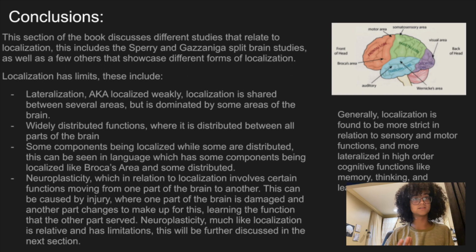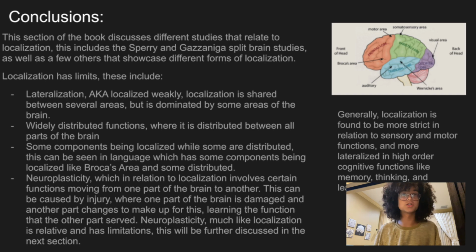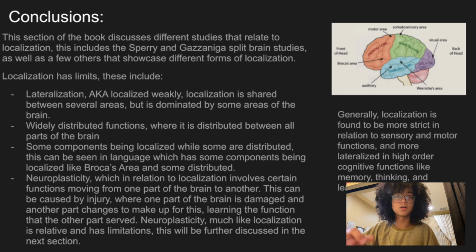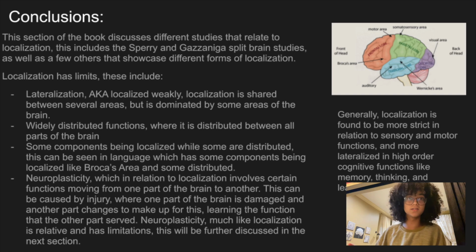Under lateralization, localization is shared between several areas, but is dominated by certain areas of the brain. Another limitation for localization are widely distributed functions, where the function is distributed throughout the entire brain instead of being localized in one place. There are also cases where some components are localized while some are distributed. This can be seen with language, where certain components are localized in the Broca's area or the Wernicke's area, while other components are more broadly distributed.